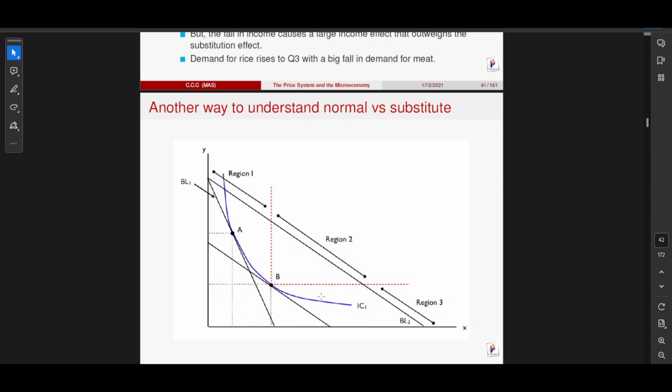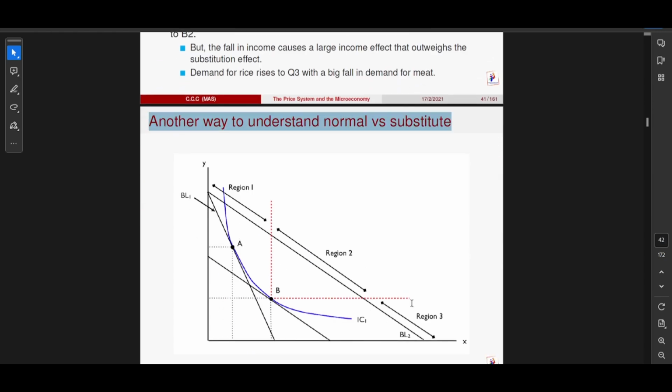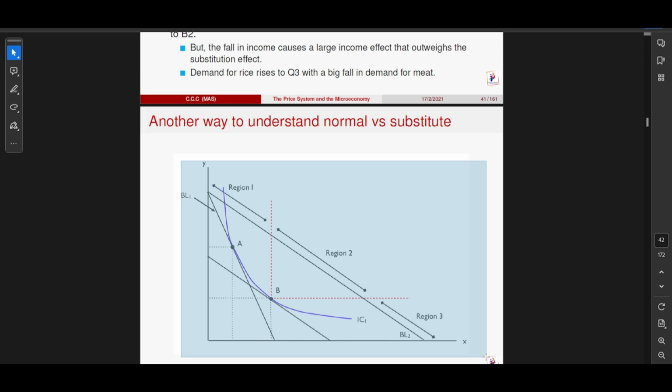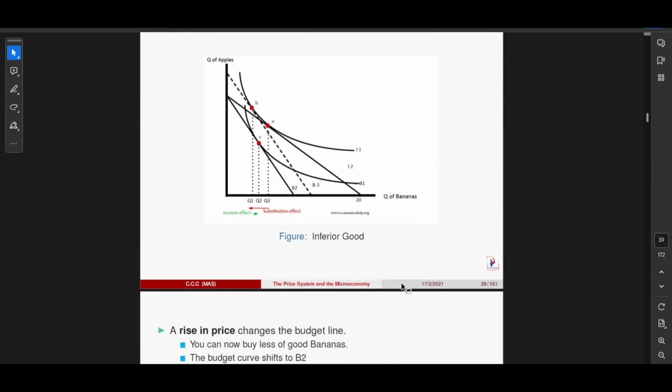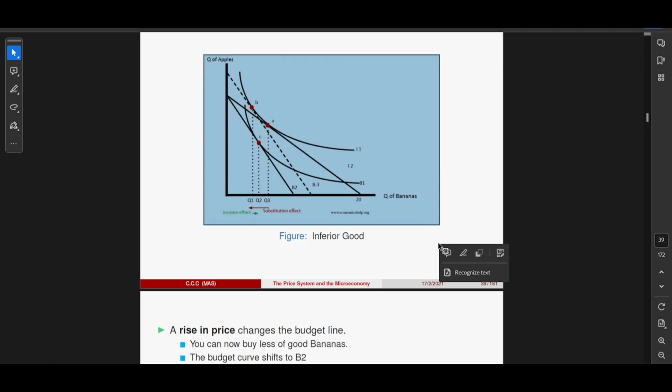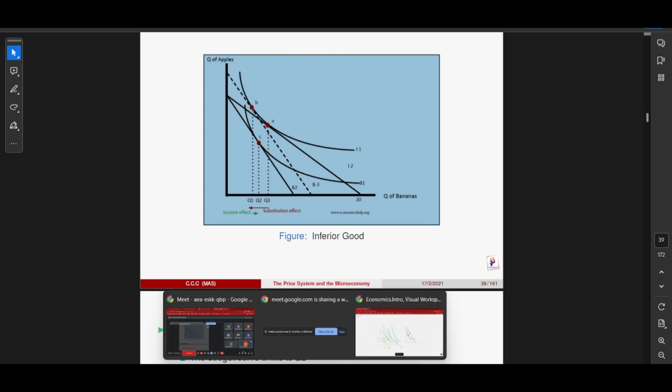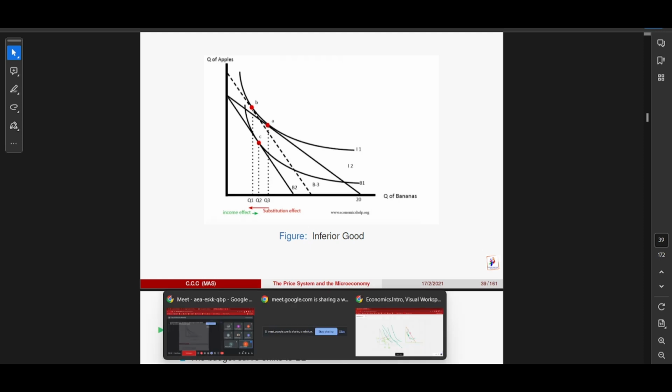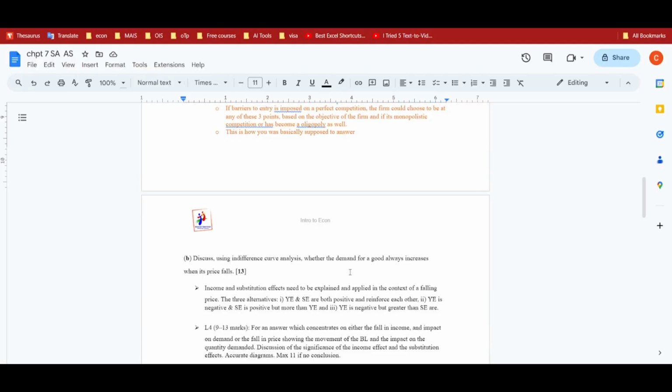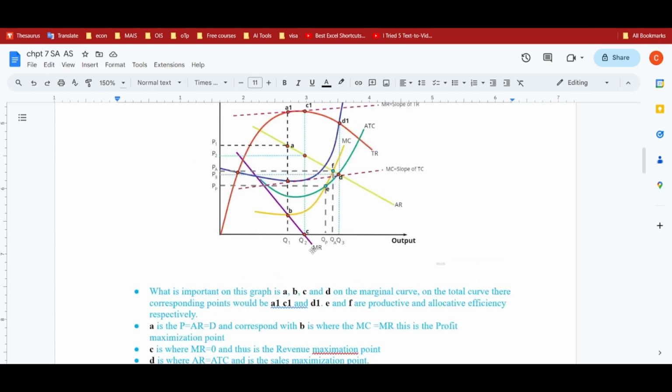Don't worry too much about this. This is just one way to show everything together in one curve. What you need to be able to do is explain this. When they move in opposite directions and the substitution effect is greater than the income effect, we have inferior. If they move in the opposite direction, if they move together, we have a normal good, right? I shared with you, I had written an answer and drew the graph for one of the questions.